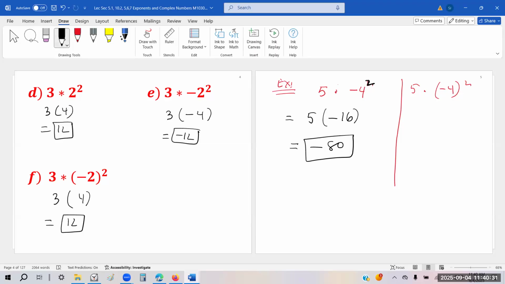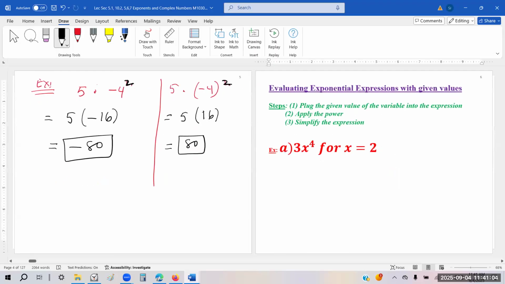How about the next one? It says 5 times parentheses -4 squared. +256. This is actually squared, my bad. +16. So what is 5 times 16? +80. Perfect. So if you don't have parentheses, the answer is negative. If you have parentheses, the answer is positive, if the power is even. Any question?